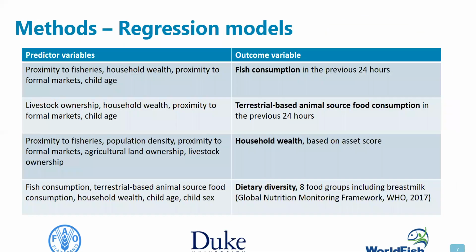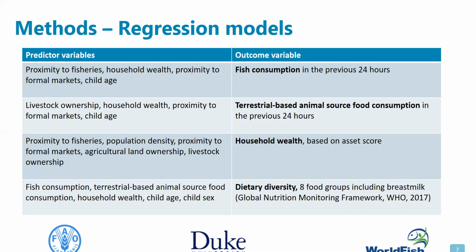We employed 4 regression models to look at associations between these distances and components of the diet. In the first model, we used fish consumption alone as the outcome variable in the previous 24 hours in these children. In the second model, we used terrestrial-based animal source food consumption in the previous 24 hours. In the third model, we looked at household wealth based on an asset score. And in the fourth model, we looked at dietary diversity in these children, looking at the 8 food groups, including breast milk.